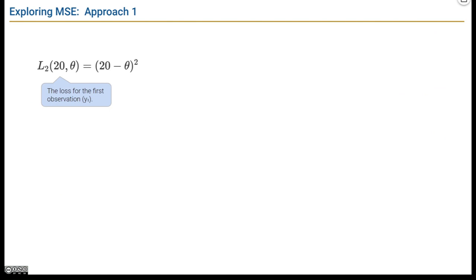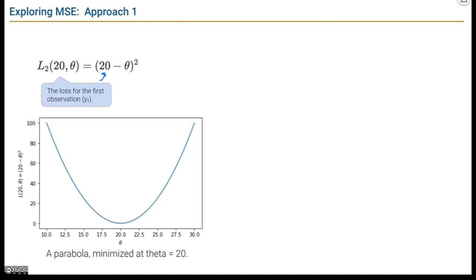So this is the loss just for my first observation. So I sold 20 cups of boba tea, and I'm going to now try to minimize this function. The minimum of this occurs where you would probably think, which is just that theta is equal to 20. This is a quadratic, so this is a parabola. The min occurs here.